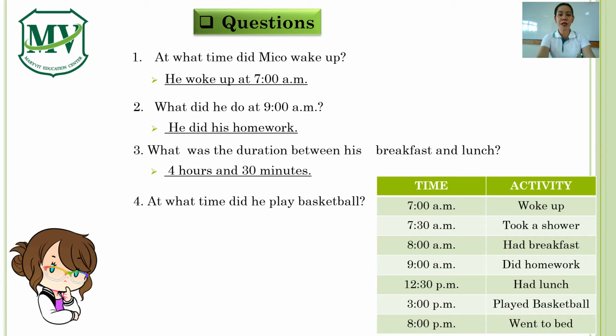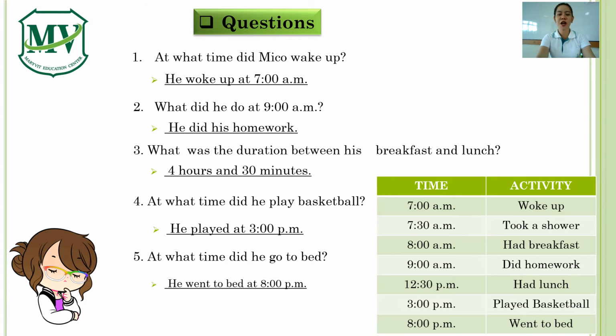Question number 4. At what time did he play basketball? He played at 3 p.m. And for the last question, at what time did he go to bed? Good job! He went to bed at 8 p.m.